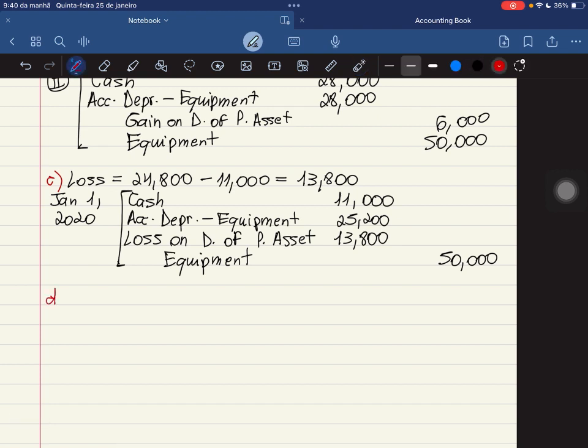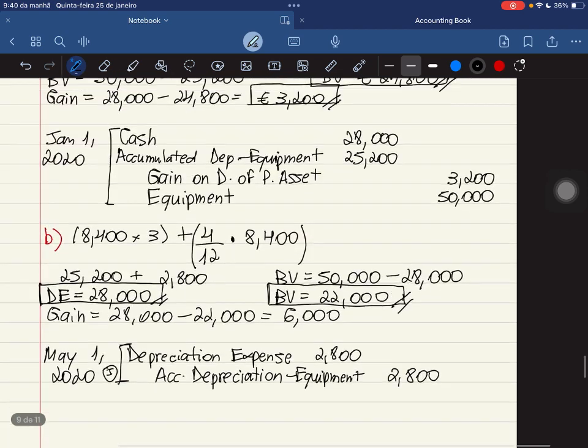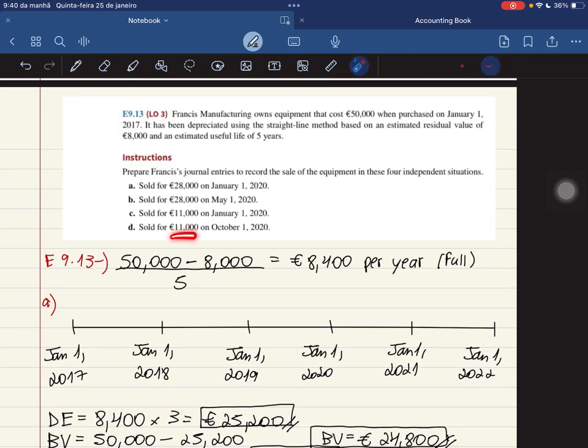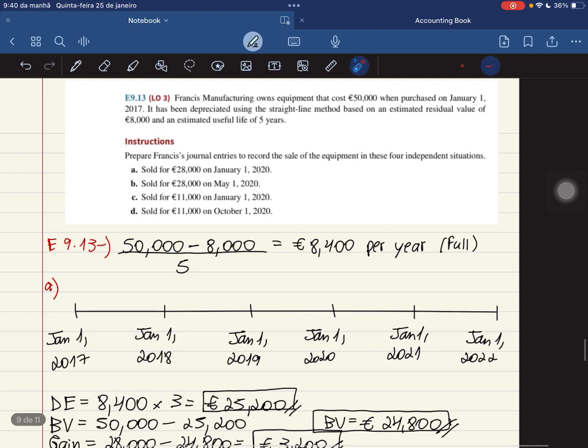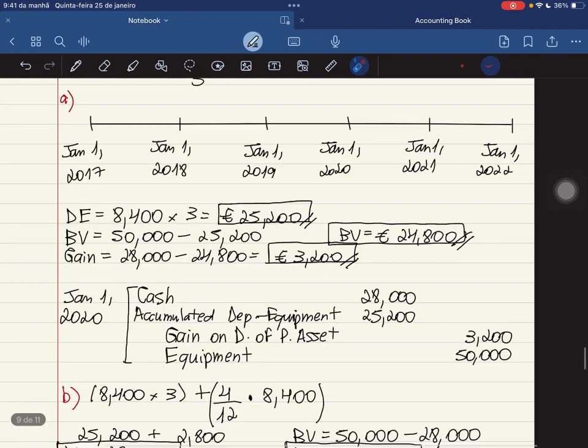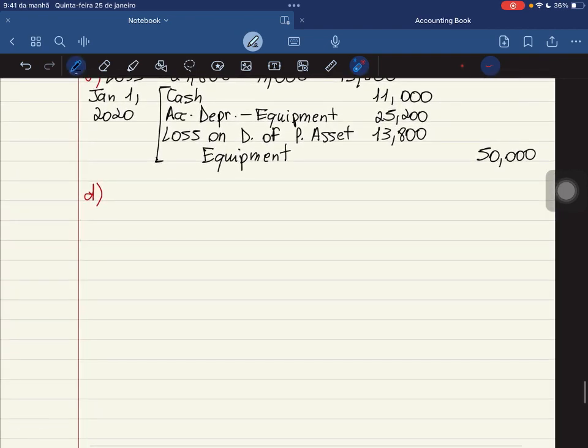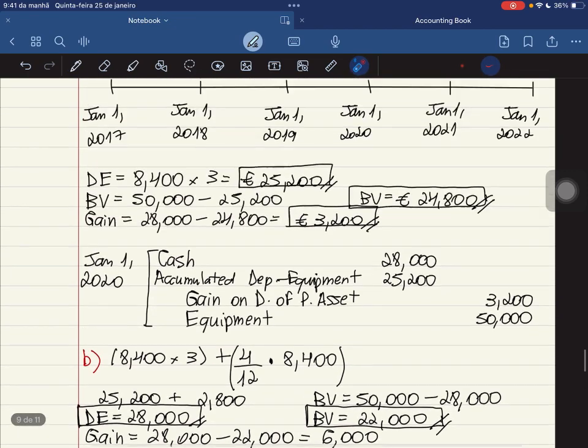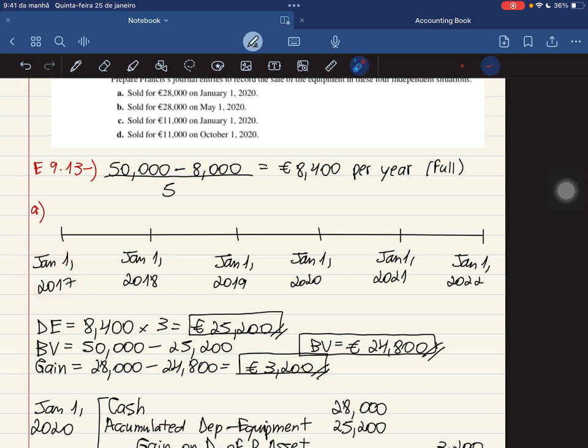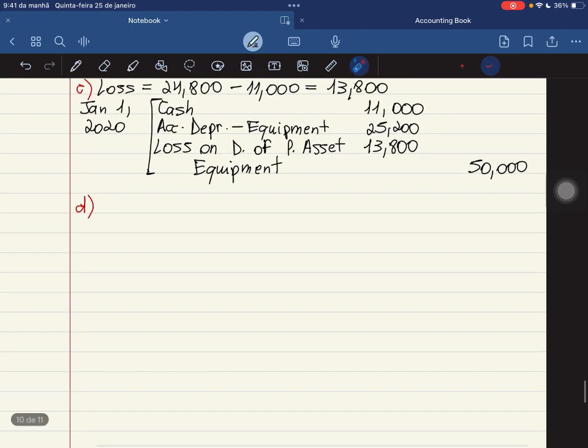Okay, moving on to letter D. Let's see, what do we have? Sold for 11,000 on October 1st of 2020. Same thing, right? So this is October, so it's not January 1st. So two entries, one to record expense and the other one to record the actual selling of the asset. Okay, all right. So until October 1st of 2020, we are right here in 2017, right? So 1 year, 2 years, 3 years, and something. So it is the same logic as letter B.